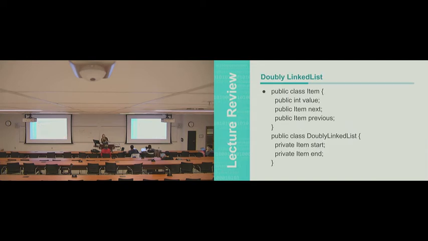I'll jump back. So the items, again, you'll see that they look similar. We have a value, but now we have a next and previous item. So we have double the references, or one extra thing to take care of. And then with doubly linked lists, in order to implement, we have a start and end rather than just having a starting item. Questions there?